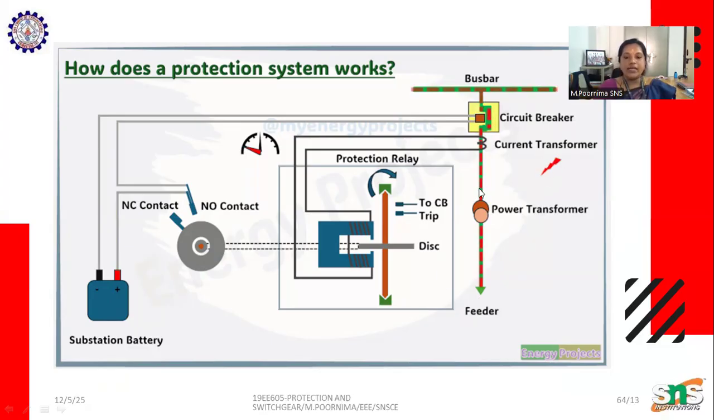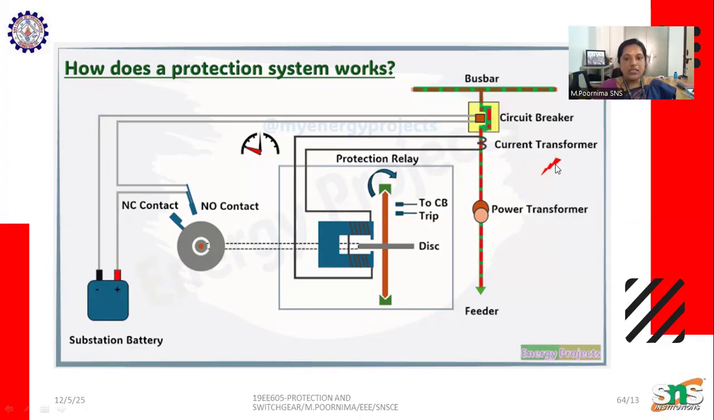If a fault occurs here, the current transformer gets energized, and this coil gets energized, producing electromagnetic force. This closes the contactor of the coil. When the coil contactor closes, the circuit breaker trips and the bus bar is protected.